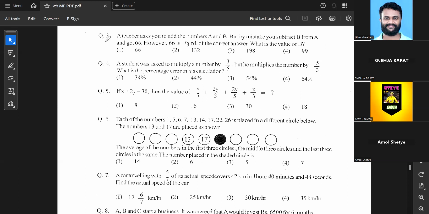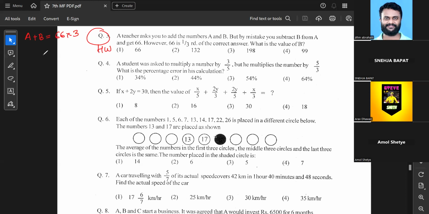Question number 3. Teacher asks you to add numbers a plus b, but by mistake you subtracted b from a to get 66. However, 66 is one third of the correct answer. Then what will be the value of b? This I'm giving you as homework, but I'm just going to tell you how to solve this. So basically, a plus b is the correct answer. 66 is one third of the correct answer, which means the correct answer is 198. 66 multiplied by 3 it is.